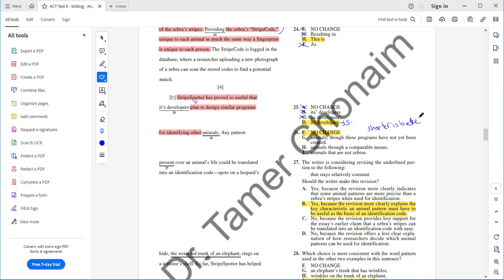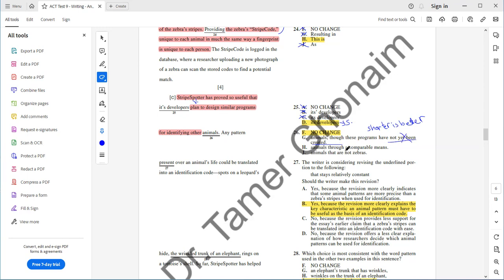And why? We have to be sure about our answer. If you're going to look here, he said, Stripe Spotter has proved so useful that its developers plan to design similar programs for identifying other what? Other animals? Okay, it's clear. Why is G wrong? It said other animals, though these programs have not yet been created. How? He said plan to design. Why would you say plan to design? So we know that they are not created yet. So why would you repeat again?